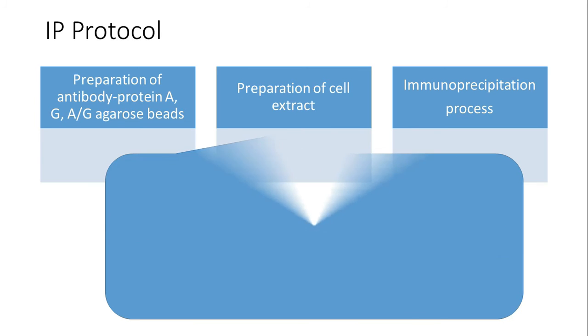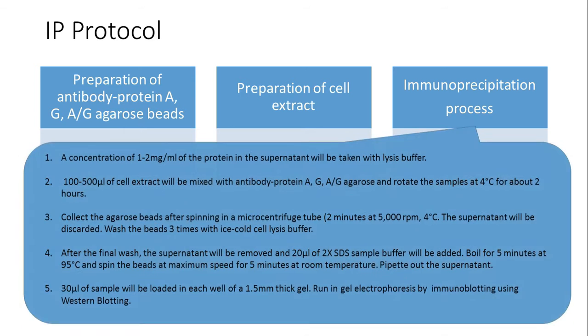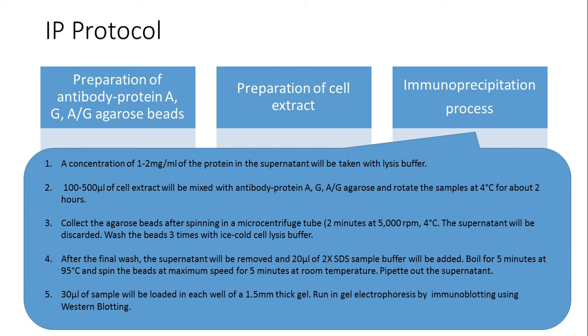The third and last protocol is the immunoprecipitation process. The protein concentration from the supernatant that is kept from the second protocol will be taken with lysis buffer. Then, the cell extract will be mixed with the antibody protein antigen agarose that has been made from the first protocol, and then rotated for about 2 hours, and the agarose beads will be collected after microcentrifuge. The supernatant will be discarded, and the beads will be washed 3 times with ice cold cell lysis buffer.